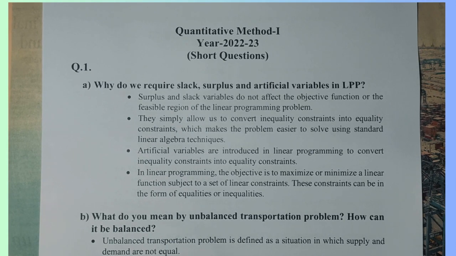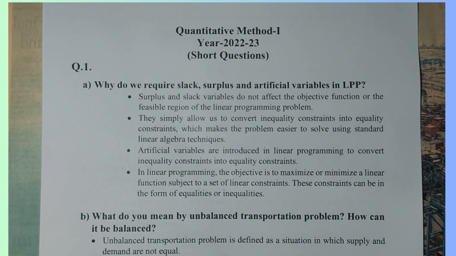Why do you require slack, surplus and artificial variables in linear programming problems? So point 1 is, surplus and slack variables do not affect the objective function, whether maximize or minimize, or the feasible regions of the linear programming problems. Point number 2, they simply allow us to convert inequality constraints into equality constraints, which makes it easier to solve using standard linear algebraic techniques.